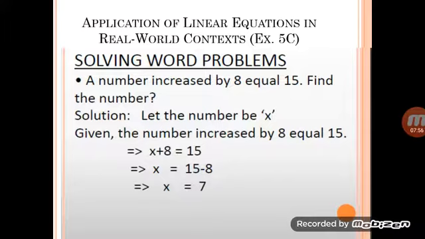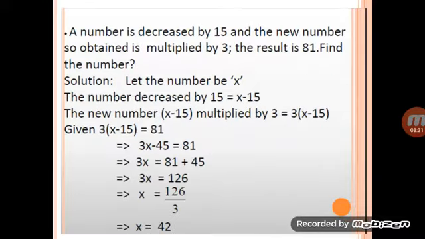Then look at the statement again. A number increased by 8. Increased by 8 means x is going to add with 8, and equal to 15 means the result is 15. So our algebraic expression is formed as x plus 8 equal to 15. This is the equation. So separating x on the left hand side, we have 15 minus 8, so the result is 7. So the number was 7. When we add 7 with 8, the result is 15. We can check our answer as well.